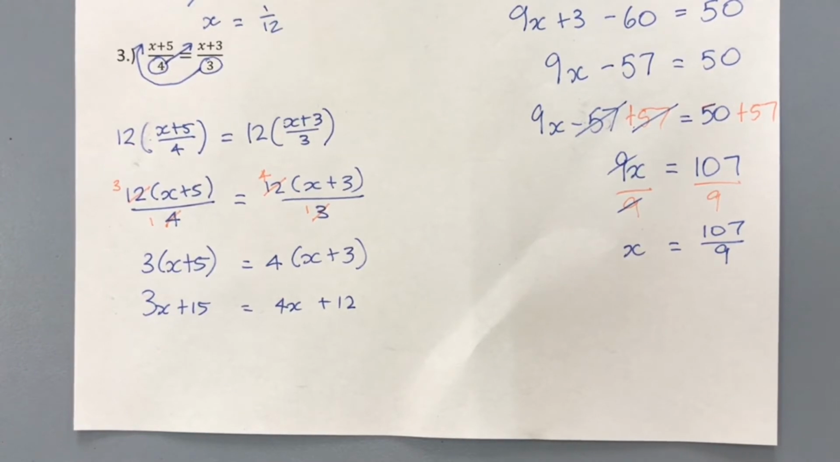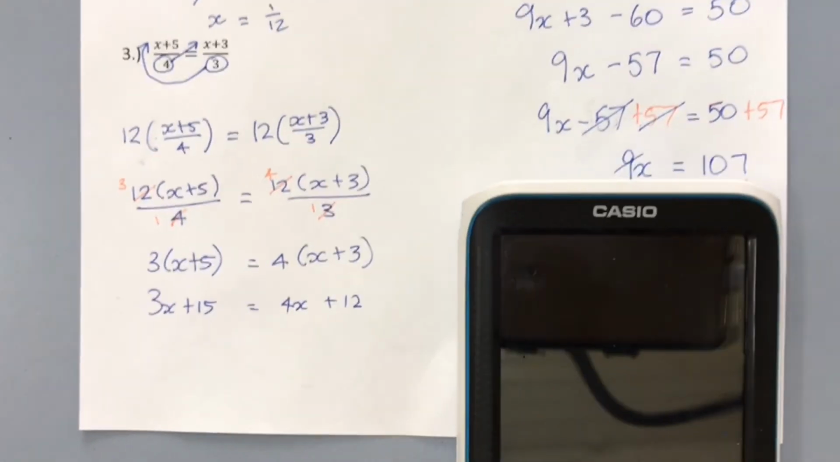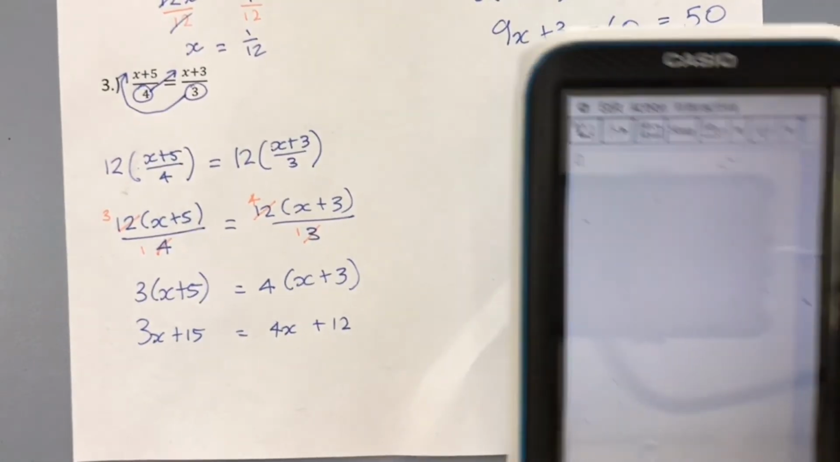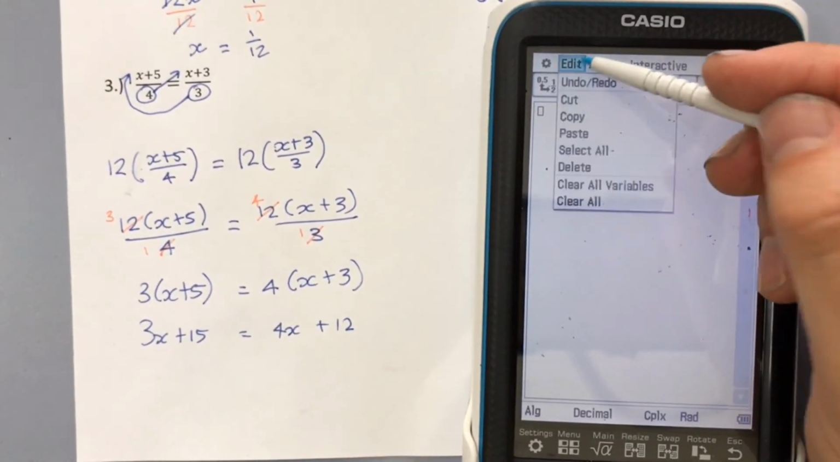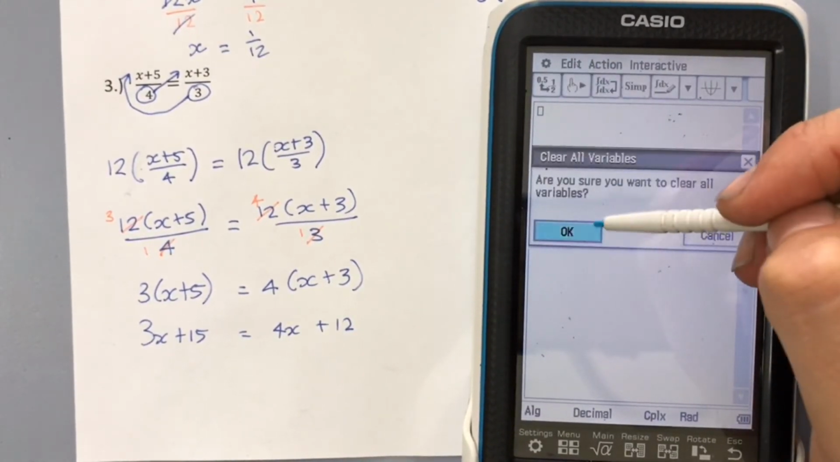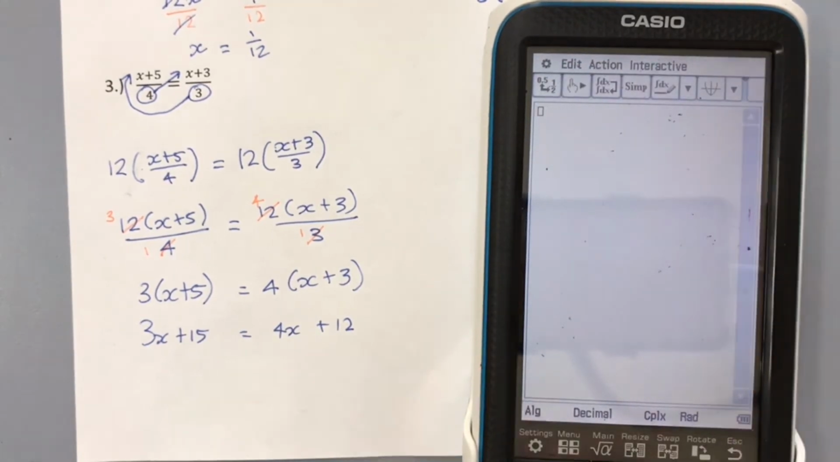Rather than finishing this algebraically, I'm going to show you how you can do this on your CAS to get us an answer. Okay, so can you have your CAS up and on your desk, please? Go into the edit menu and go clear all variables and clear all, just so that we know we're dealing with a completely blank main mode.